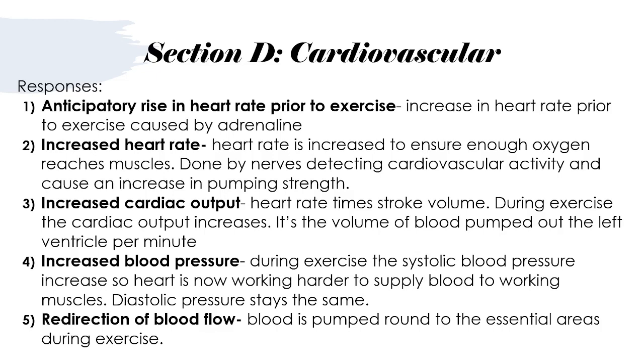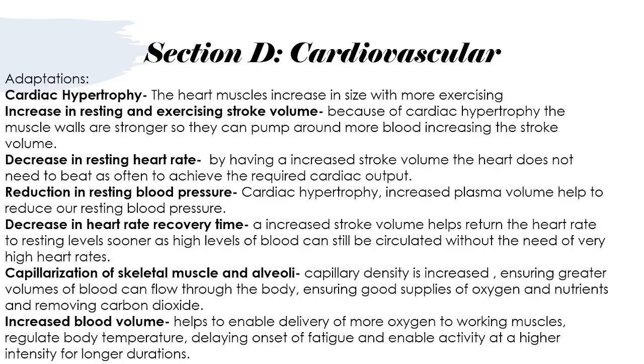Increased cardiac output, that's heart rate times stroke volume, occurs because the volume of blood pumped out of the left ventricle per minute is increased, and this is caused by the exercise. Increased blood pressure: the systolic blood pressure increases, so our heart is now working harder for longer, supplying more blood to the working muscles. The diastolic pressure stays the same. And the redirection of blood flow: blood is pumped round the essential areas during exercise.